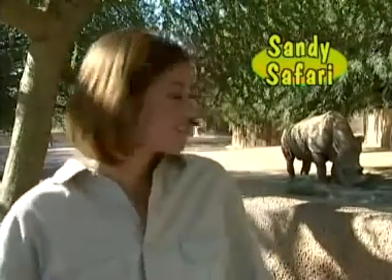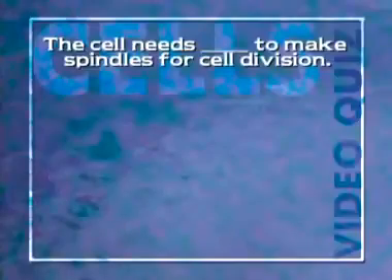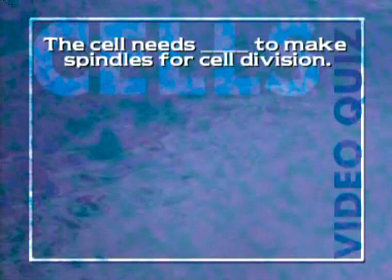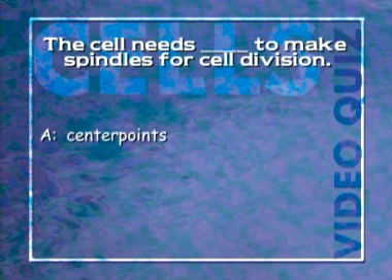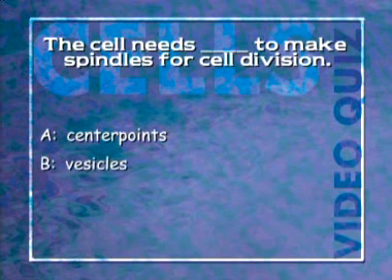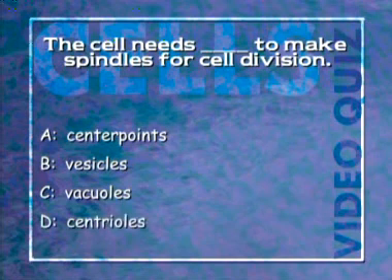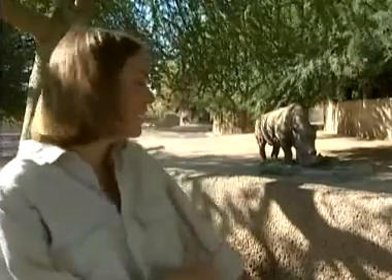I sure wouldn't want to be nose to nose with a rhinoceros, but I sure would like to hear the next question. Question 5. The cell needs these organelles to make spindles for cell division. A, center points. B, vesicles. C, vacuoles. Or D, centrioles. Looks like we're safe from this rhino. Write down your answers and let's get ready for the next one.